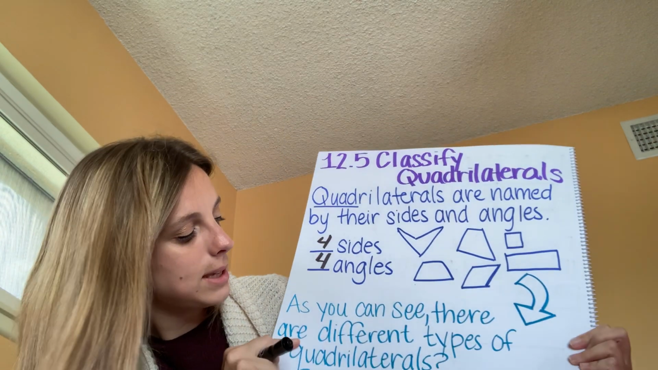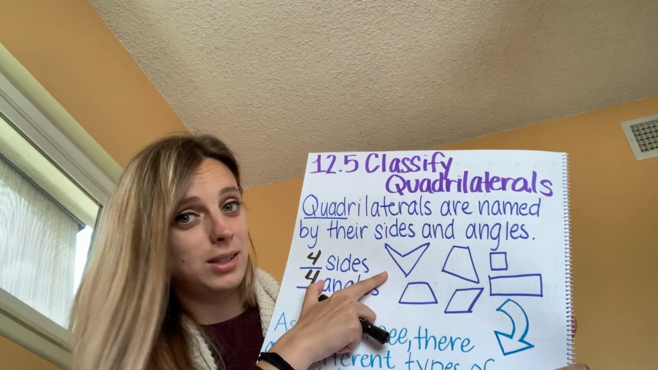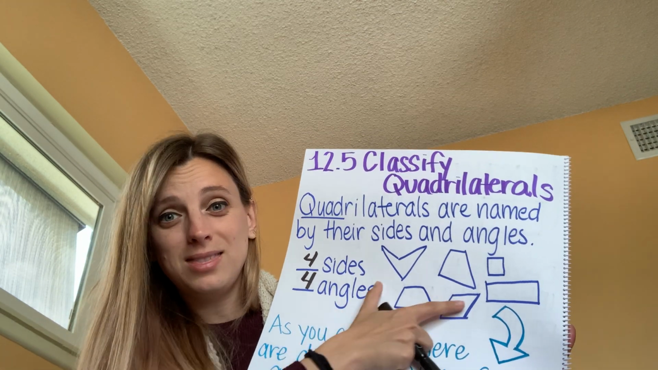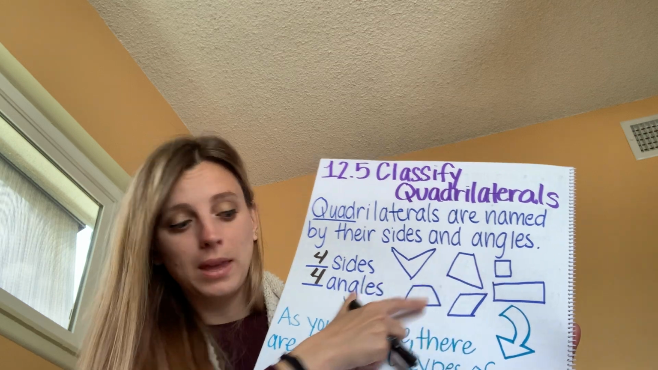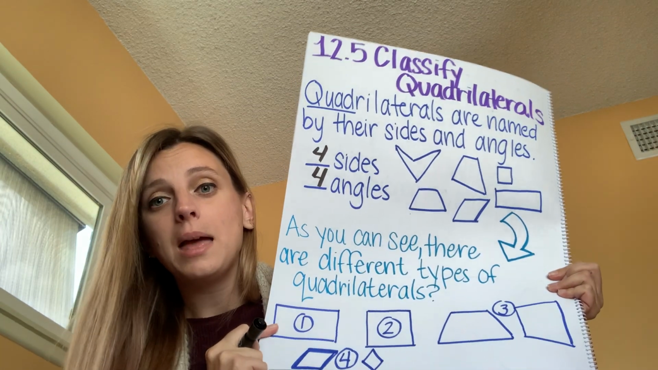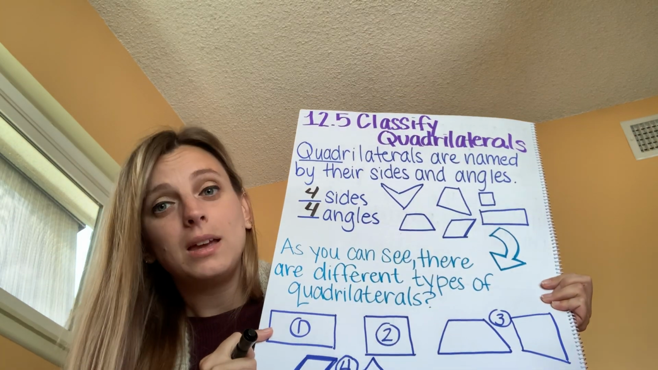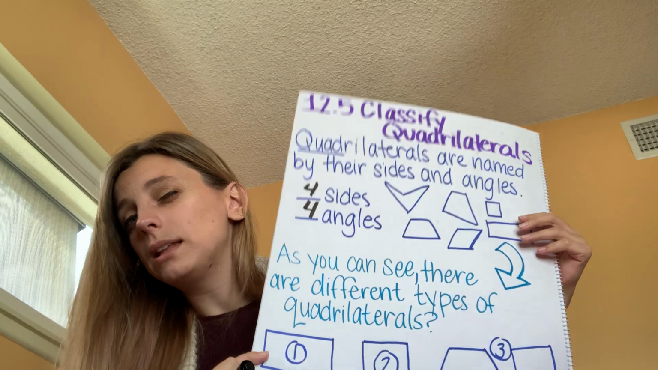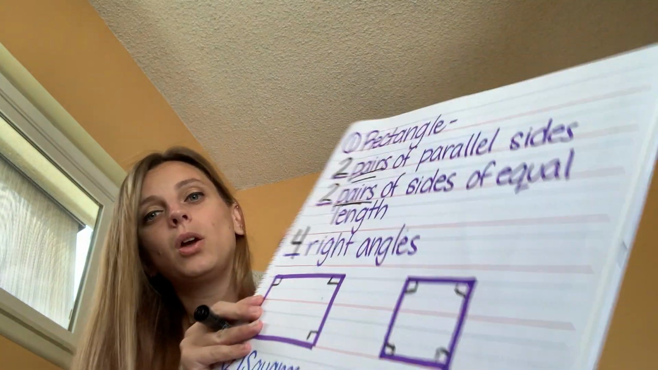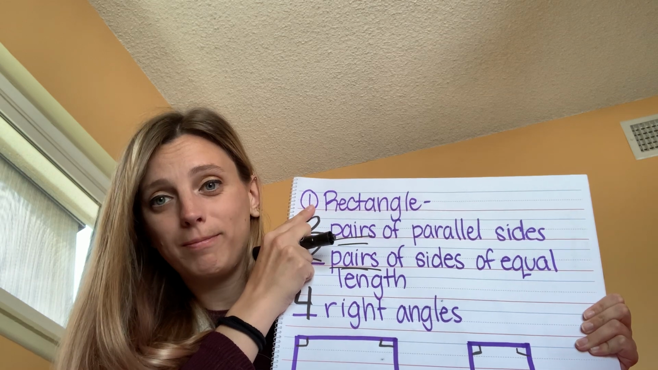Now, as you can see, there are different types of quadrilaterals. This shape does not look the same as this shape, and this shape does not look the same as this shape. So we do have some special names to call quadrilaterals based on what attributes or descriptions they share. So let's start with some words that you're going to be a little bit more familiar with. One example of a quadrilateral is a rectangle.